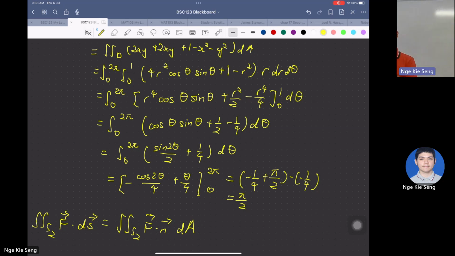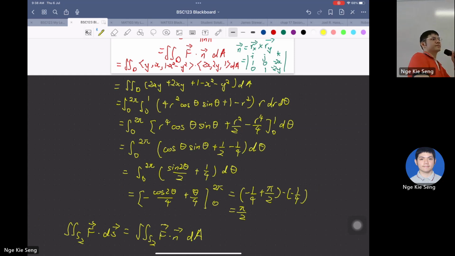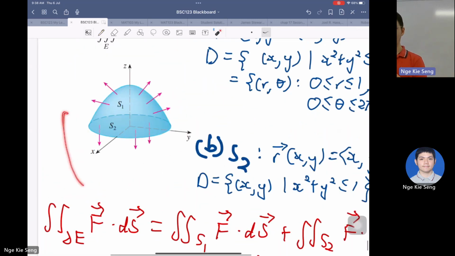So what's the normal vector of this? How do you know it's 0, 0, 1? How do you calculate? You do a cross product. Actually, you don't need to do cross product. This thing lives on a plane. What's this plane? Z equals 0 plane. What is the normal vector of Z equals 0 plane? 0, 0, 1.